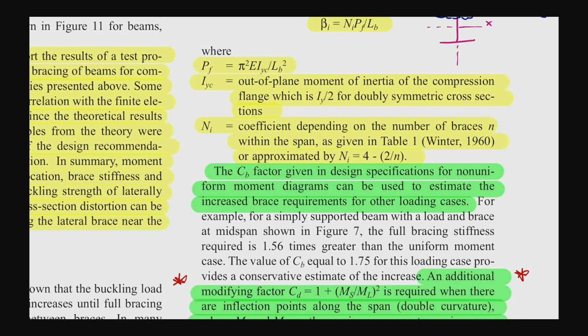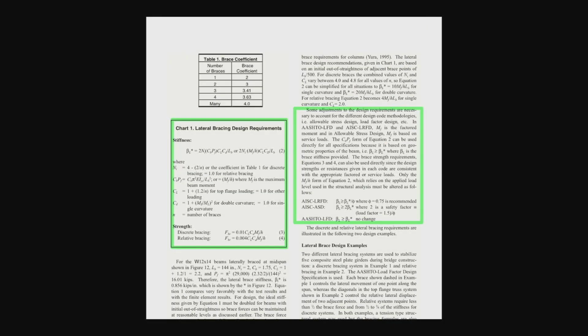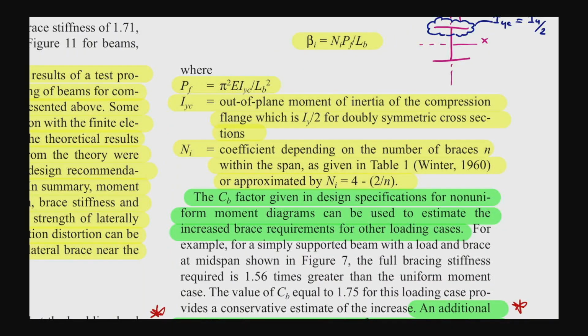So this approximation is also given in Winter's paper, and then the Ni equals 4 minus 2 divided by n. Just to give an example: if you have 1 point, then you have 4 minus 2, you get 2. If you have 2 points, you get 4 minus 1, it is 3. If you have 3 points, 2/3 is what? 2/3 is 0.6666. Then you end up with 3.333, and the exact one is 3.4. So it is an approximation.